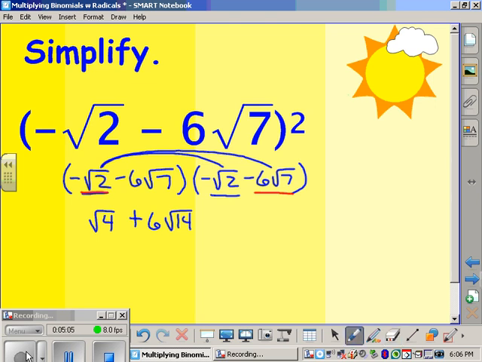We will now switch and multiply the negative 6 radical 7 first to the negative radical 2 and then to the negative 6 radical 7. So negative 6 radical 7 times negative radical 2 is a positive 6 radical 14.